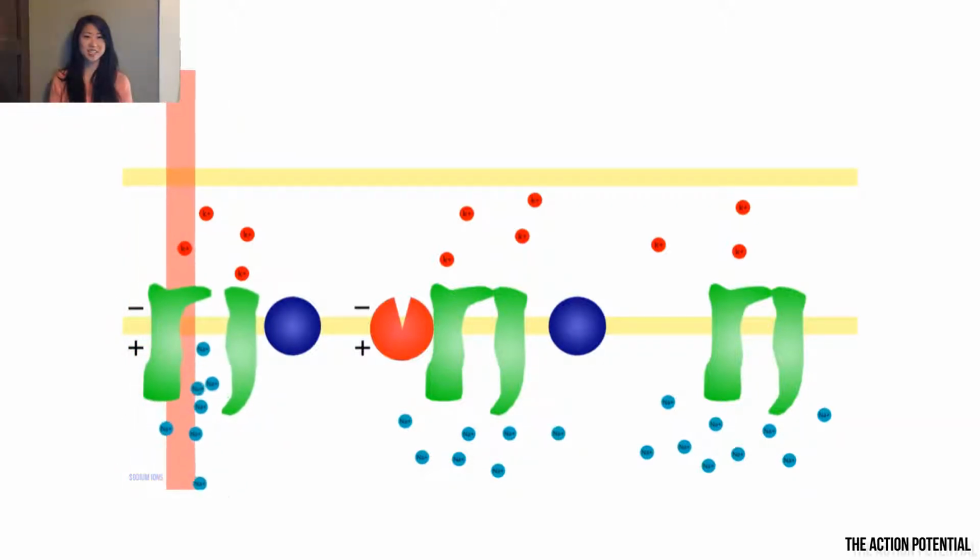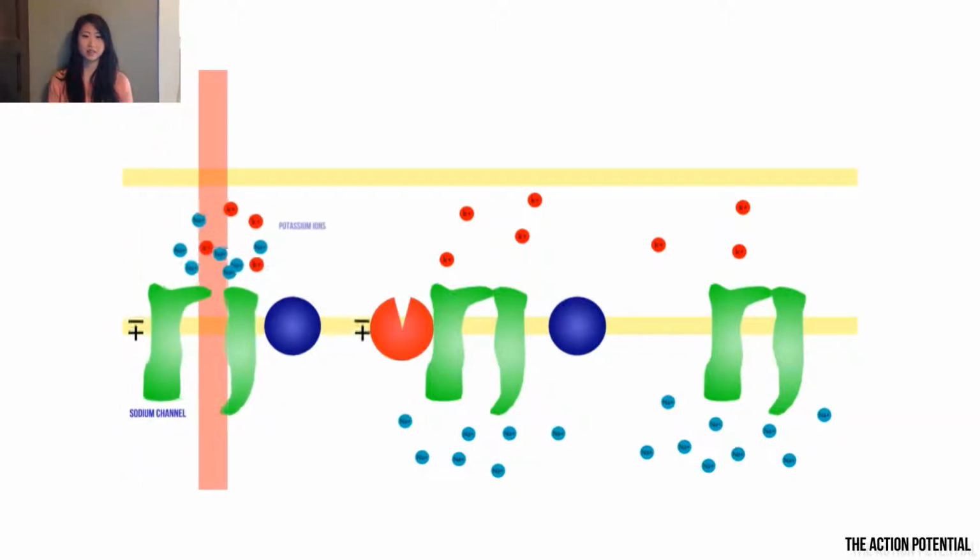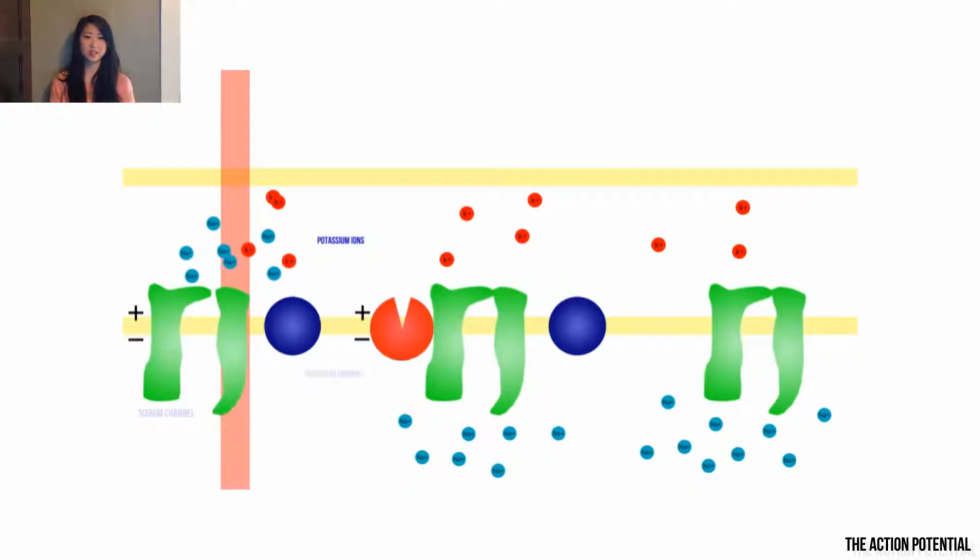When the action potential reaches the voltage-gated sodium channel, it causes the channel to open, allowing the influx, or sudden rush, of sodium ions into the cell. This causes the polarity of the membrane to flip. The inside of the neuronal membrane is now positive, while the outside of the membrane has become negative.